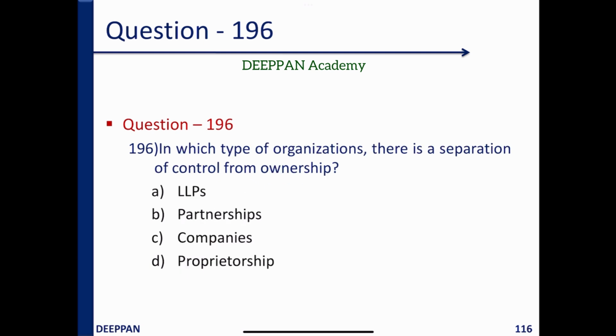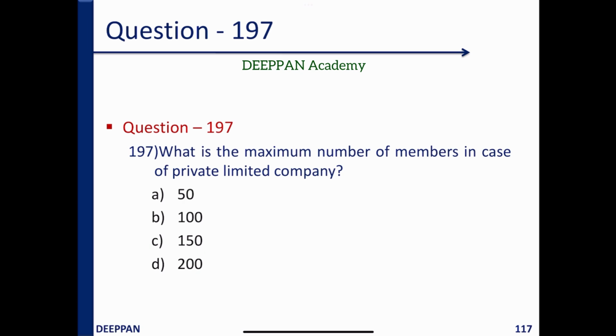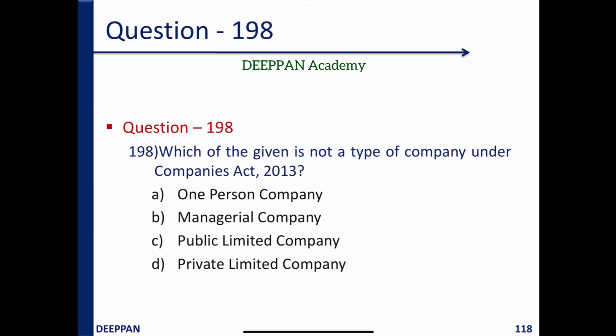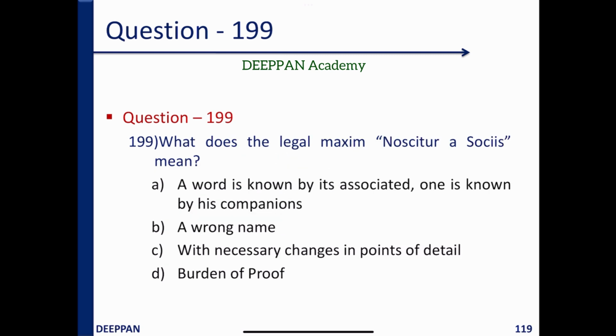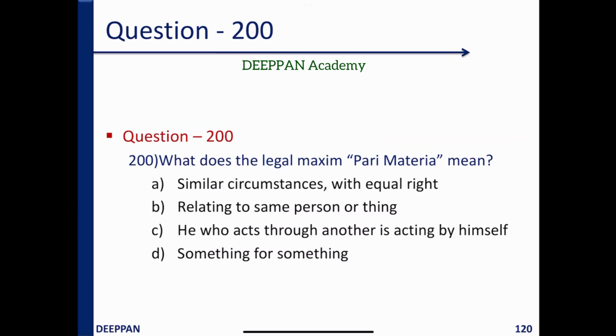Shares. In which type of organization is there a separation of control from ownership? Companies. What is the maximum number of members in case of a private limited company? 200. Which of the given is not a type of company under Companies Act 2013? Managerial company. What does the legal maxim noscitur a sociis mean? A word is known by its associates; one is known by his companions. What does the legal maxim pari materia mean? Relating to the same person or thing.